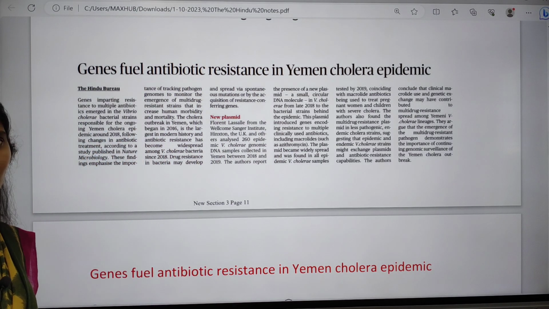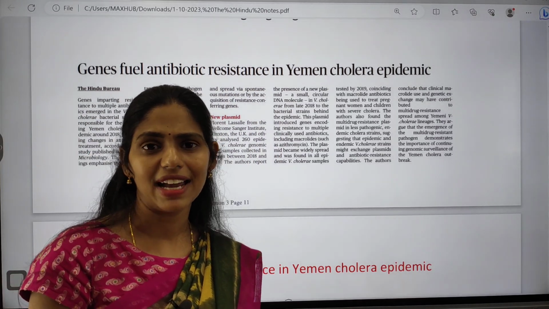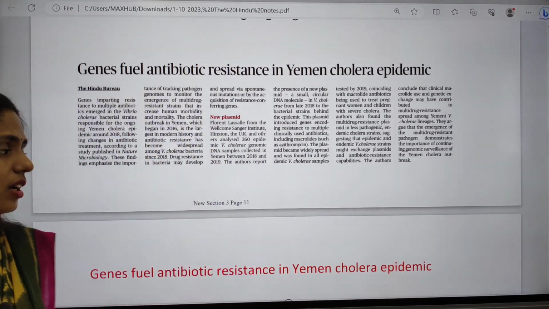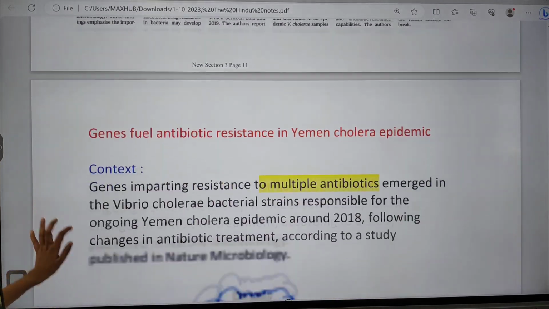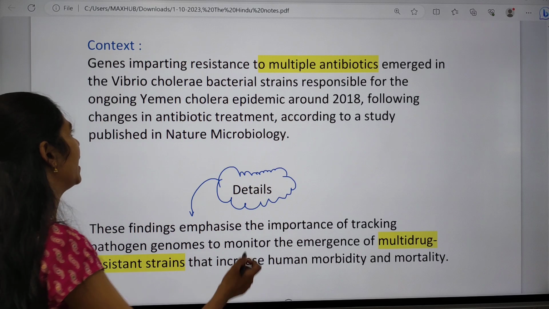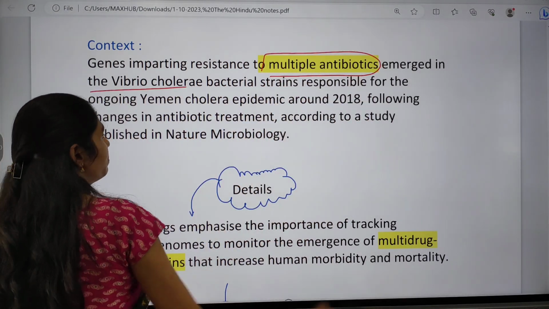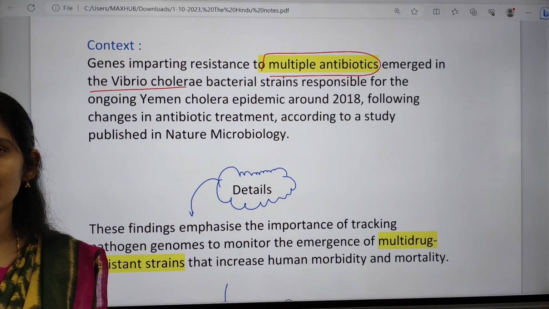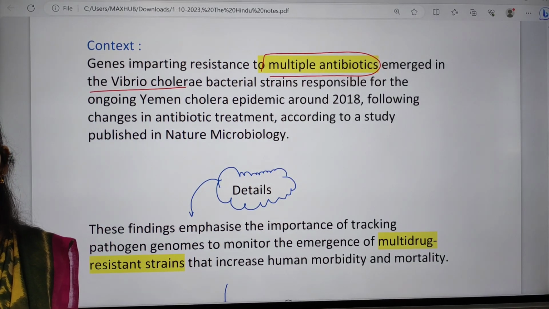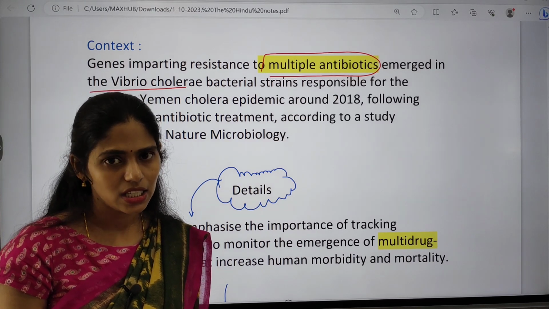But now we have that, and we even have some vaccines to treat this cholera. In this context, it says that genes imparting resistance to multiple antibiotics have emerged in Vibrio cholerae. Recently one study done in Yemen found some genes that are showing drug resistance in this Vibrio cholerae.